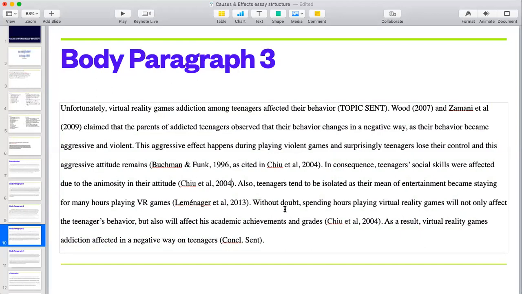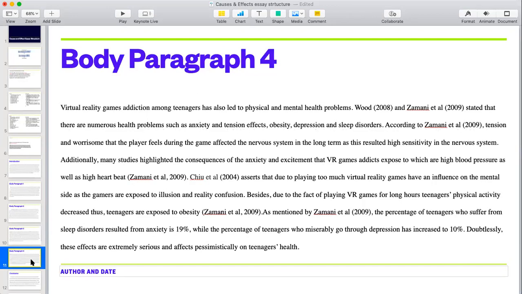There is support, but it's not enough. We needed more support. Maybe statistics about the number of teenagers that had their behavior changed because of VR. So I understand the idea, but I'm not 100% convinced. She didn't convince me. The paragraph is short and the support was not enough. So although her causes paragraphs were very, very good, the effect paragraph is still good, but it's not very strong. There are some weaknesses. Let's see what happens in the last body paragraph.